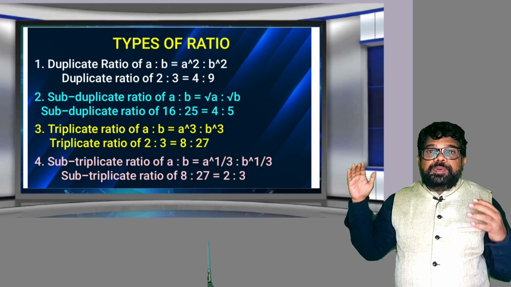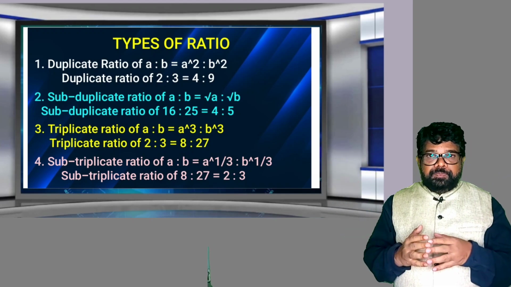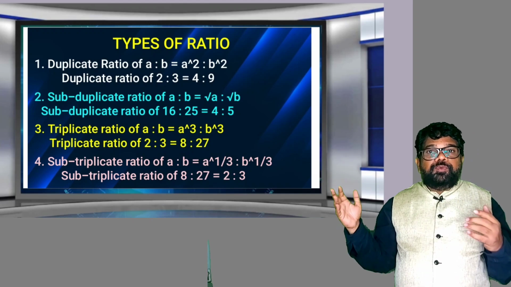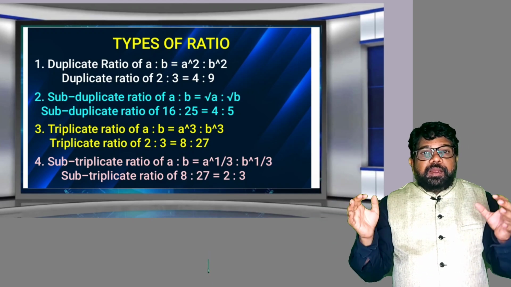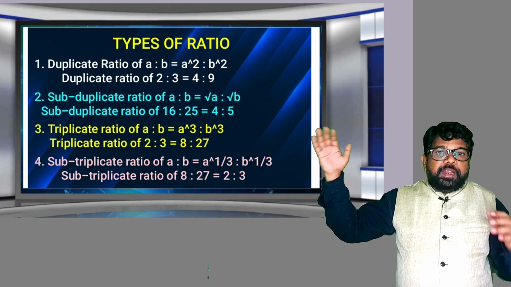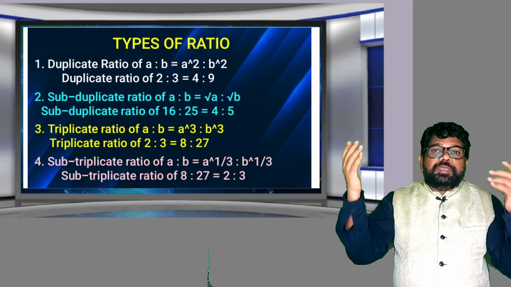Duplicate ratio of A is to B is A square is to B square. What is the duplicate ratio of 2 is to 3 now? 2 square is to 3 square. 2 square is 4, 3 square is 9. So duplicate ratio means simply, put in your mind, square of the values. Duplicate means square of the values, square of the terms.